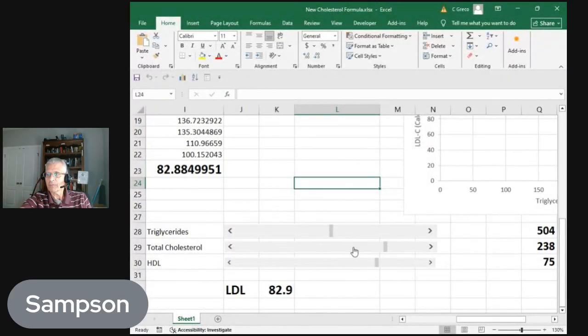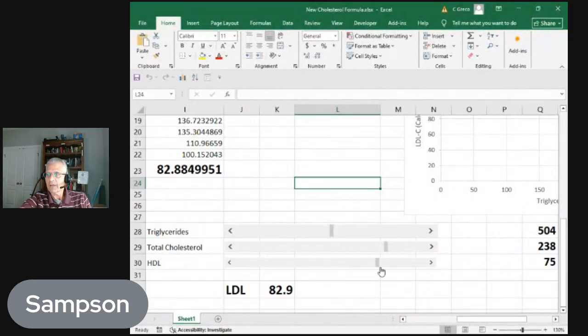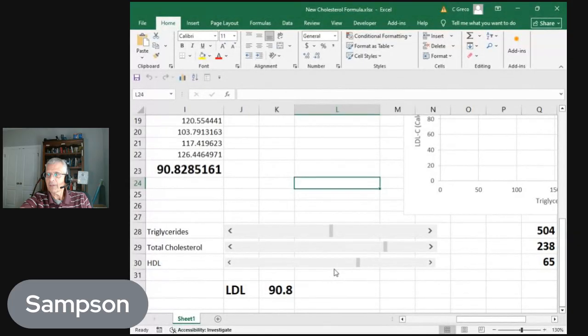So this is probably more, this would actually be, there we go. If you get like a 60, I think you're in good shape. But I mean, your triglycerides would be 504. You could have an HDL of 65. You still have an LDL of 90.8, which is going to be pretty high. But if I increase it, this.